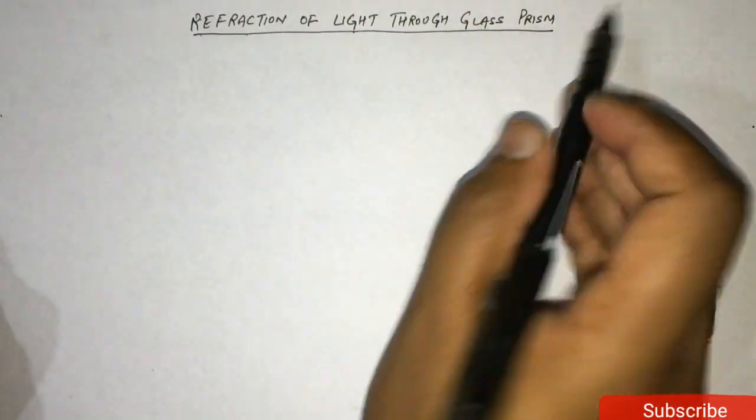Hello students, in the previous lecture we have studied about some of the defects of human eye. Today we are going to discuss refraction of light through glass prism.